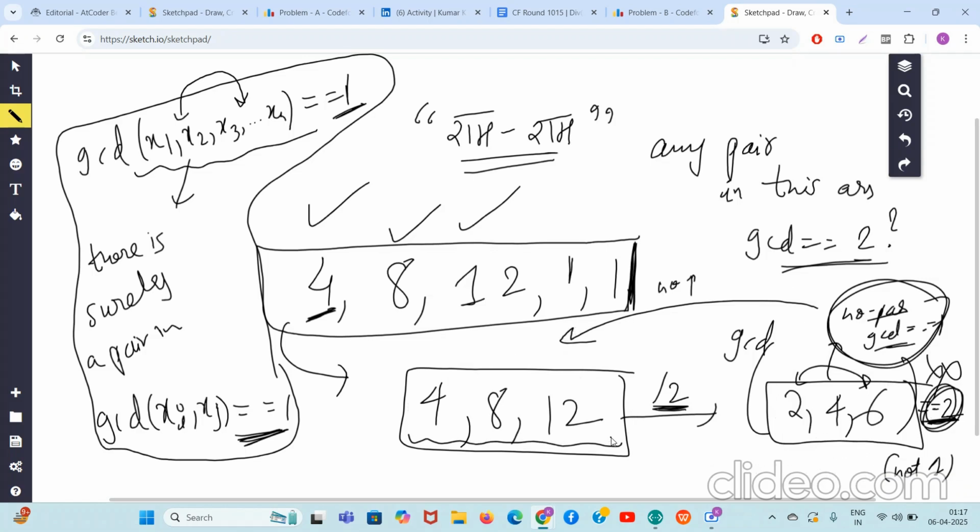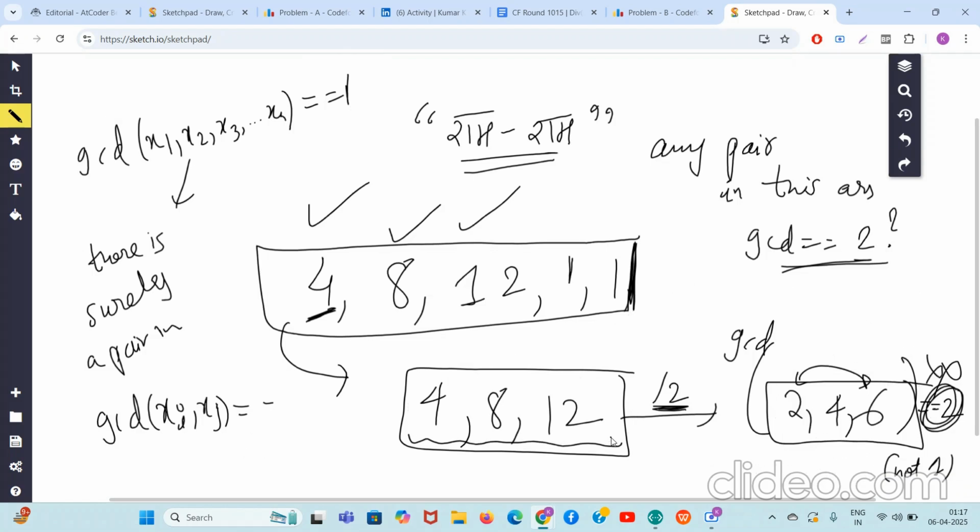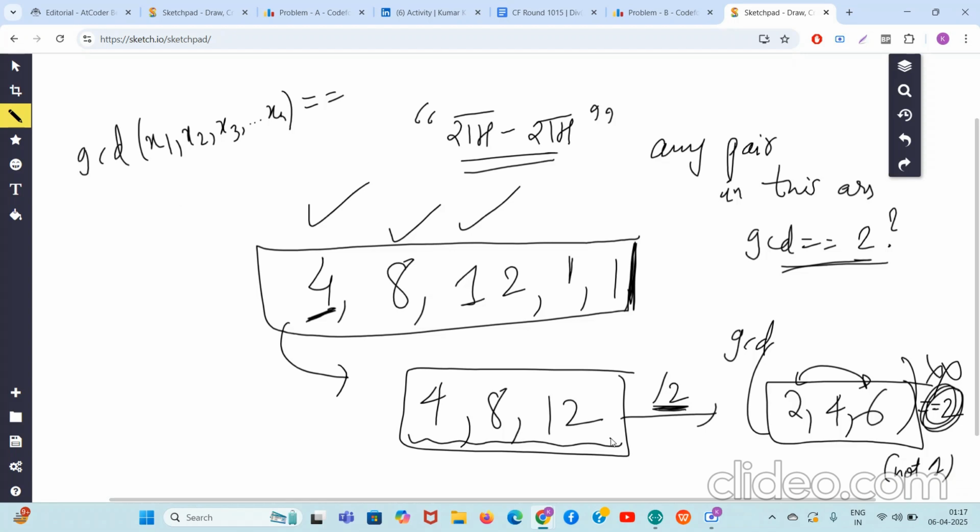So guys, the solution is pretty simple. What is the solution? You find out all the numbers which are divisible by your minimum number, put them in some other array, find their GCD. If the GCD is 1, yes, it means GCD as minimum number can come. But if the GCD is not 1, then it is not possible.